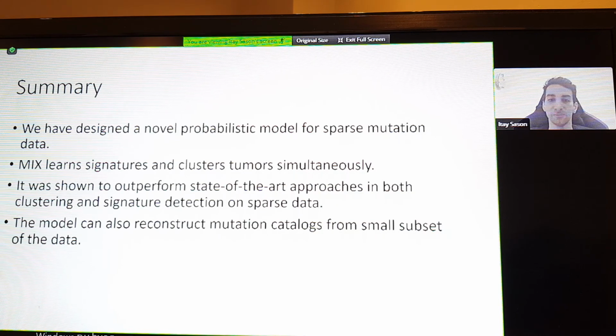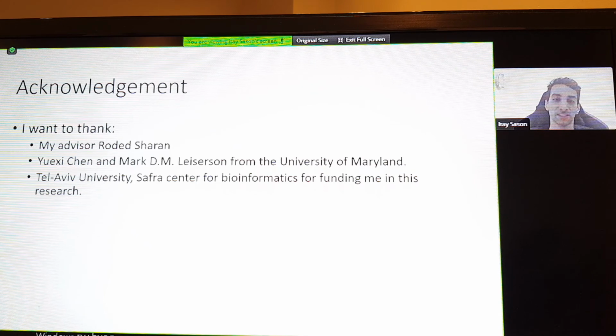To summarize, we designed MIX, a novel probabilistic model for sparse mutation data. MIX learns signatures and clusters samples simultaneously. We showed it outperforms state-of-the-art methods in both signature detection and clustering. We also presented the reconstruction functionality that might be appealing in practice and showed it to be better than the usual non-negative least squares.